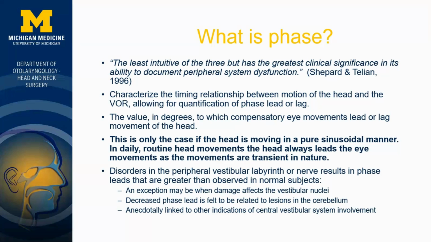It's important to know that phase is only the case if the head is moving in a purely sinusoidal manner, like it is in rotary chair. In daily routine head movements, the head will always lead the eye movements, as movements are transient in nature. So this is kind of an artificial measurement. Disorders in the peripheral vestibular labyrinth or nerve result in phase leads that are greater than observed in normal subjects. An exception may be when damage affects the vestibular nuclei, you may see some central things for phase. It's not a straight peripheral response, but phase can be thought of as a scar or damage on the system. It gives you an idea that something has happened to that vestibular system in the past.